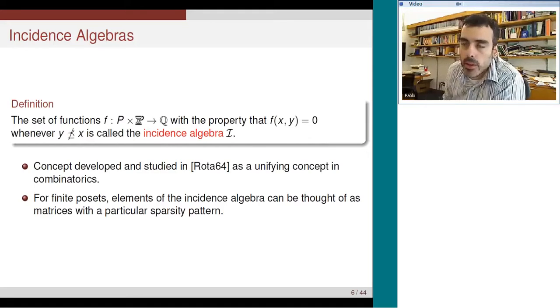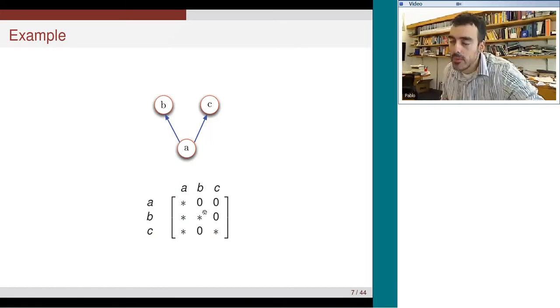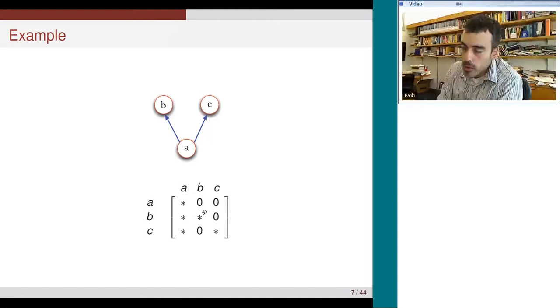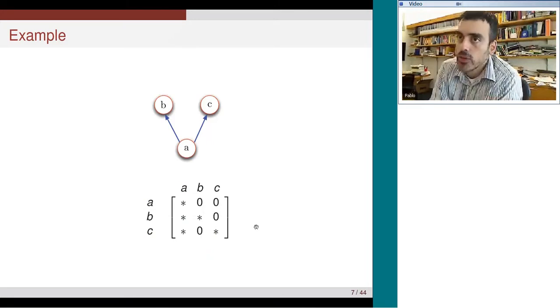All right. Okay. Right. So in my example in here, that corresponds to the set of matrices that have zeros in there, zeros in there, zeros in there, and zeros in there. Because these correspond to the pairs of elements where the row element is not less than or equal to the column element. That was kind of what my definition was saying. So for this particular example, the incidence algebra is a set of matrices with this sparsity pattern.